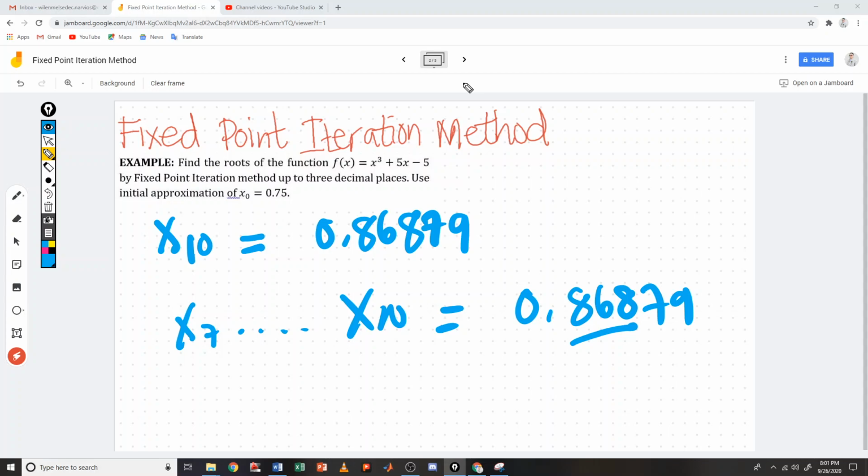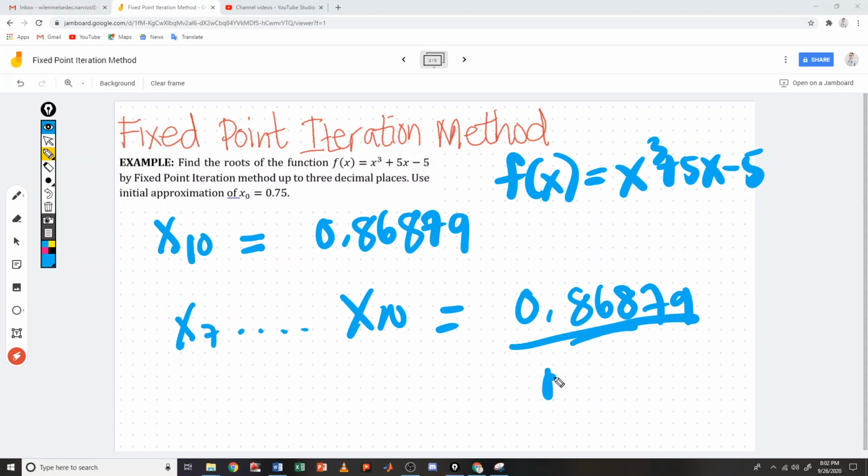Okay, so regarding the other roots of this function, since the function is a polynomial of degree 3, which is x cubed plus 5x minus 5, we are expecting 3 roots. The root that we have obtained is only the real root. So this represents the real root of the function. The other roots, which I initially determined using the MATLAB software, are complex conjugate roots.